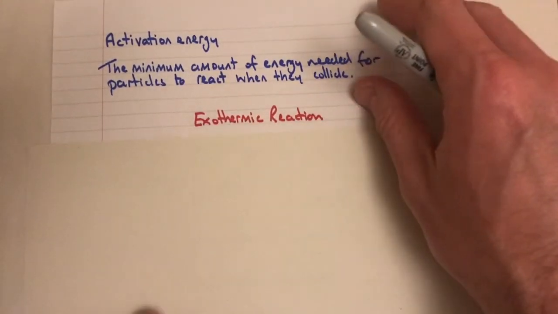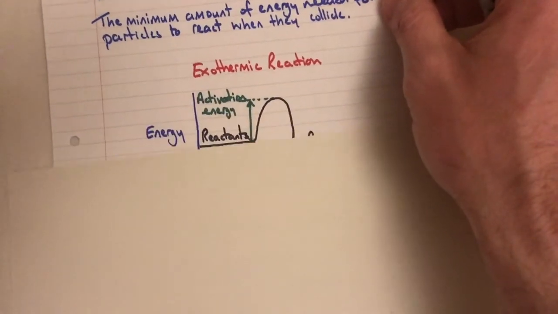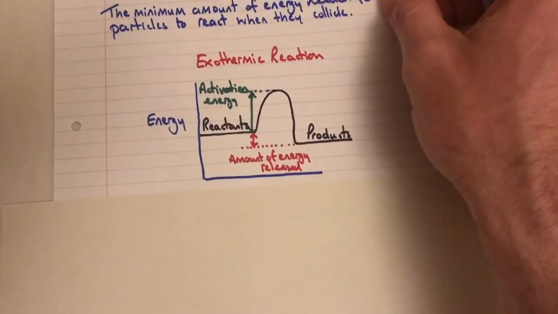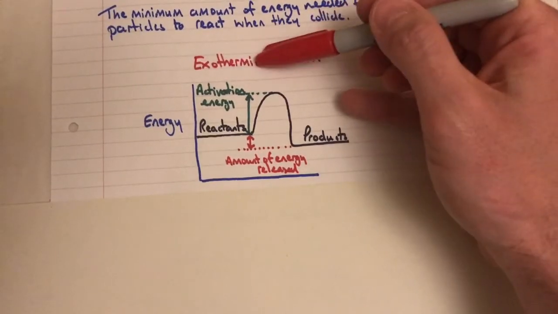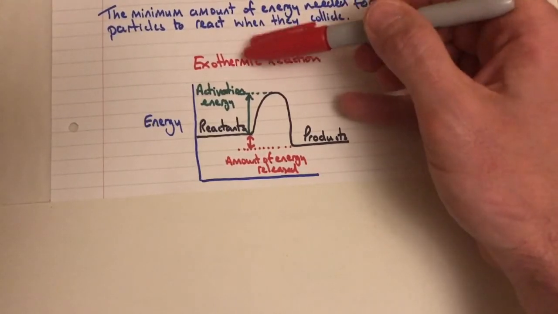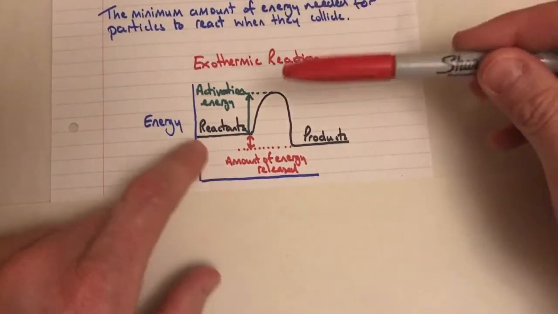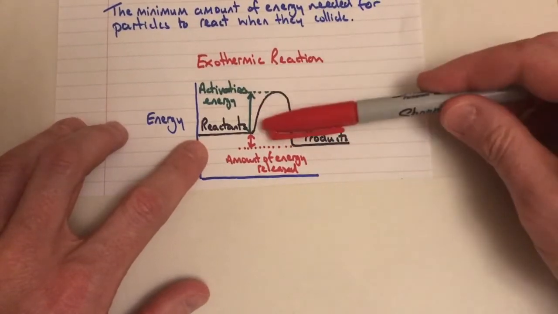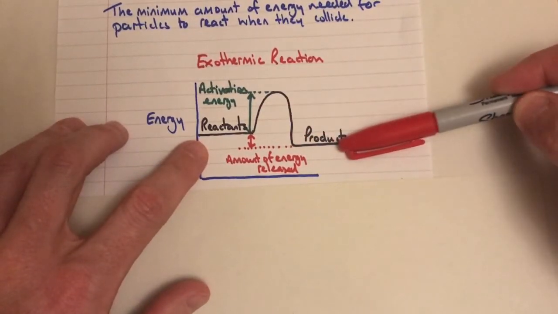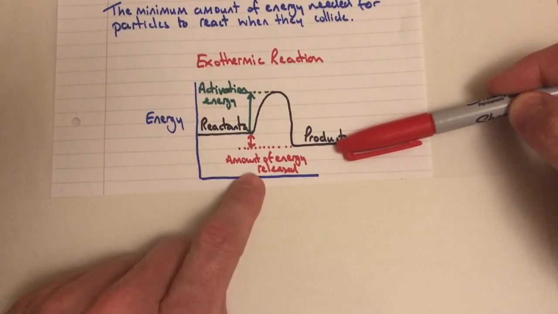We need to understand this for two types of reactions. So the first type of reaction is an exothermic reaction. Now remember, exothermic reactions: exo is exit and thermic is representing heat energy, thermal. So heat energy is being released. So here are the reactants, and when it forms the products, you can see here they have less energy, because this is the amount of energy that is being released as those products form.